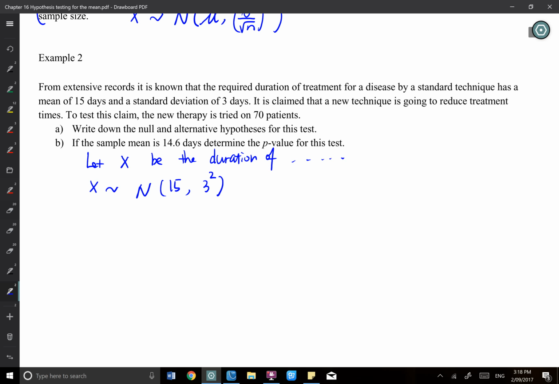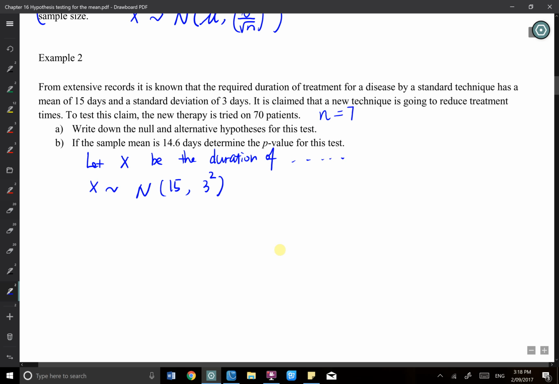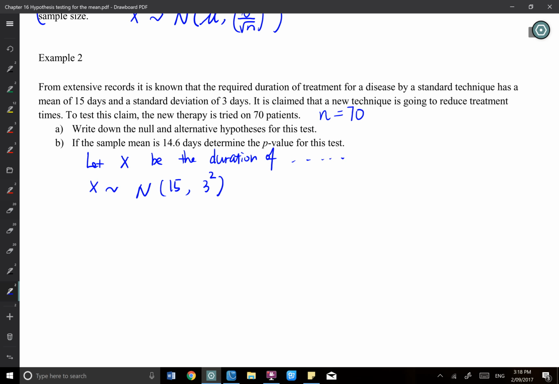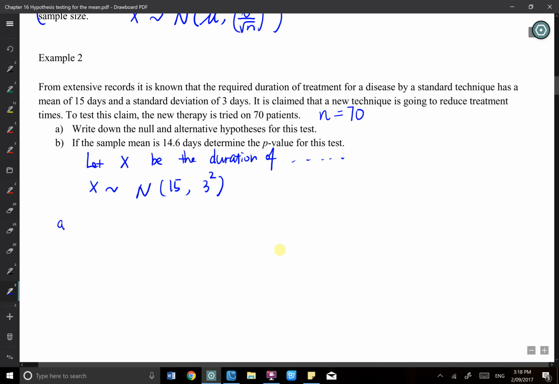It is claimed that a new technique is going to reduce the treatment time. To test this claim, the new therapy is tried on 70 patients. So n is 70 patients. Write down the null and alternative hypotheses for this test. H0 is that mu is 15. H1 is that mu is less than 15, right?